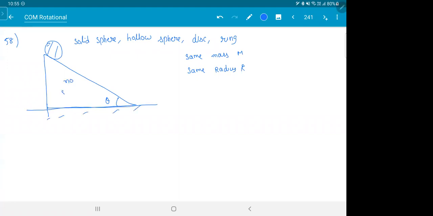There's no slipping. So just now we did this question, the ball rolls down. Who reaches the ground first? So it will be like this also, arrange them in the ascending order of time of descent. Meaning who reaches first, second, third, fourth is the order. Get it?